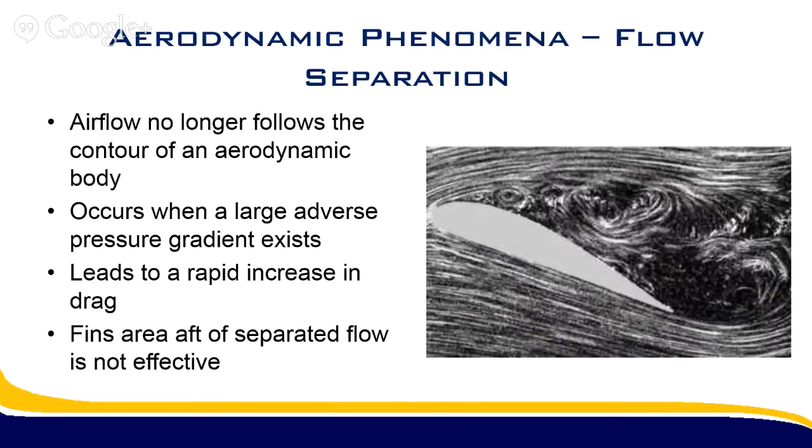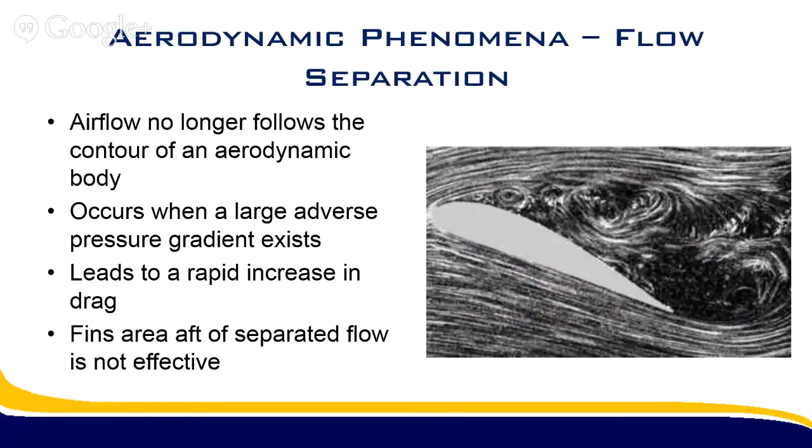And you get that because of adverse pressure gradients. So basically, the pressure on top of the airfoil is not pushing that flow down enough. And what you see is a huge spike in drag. So you lose the aerodynamic effectiveness of the surface, and you increase the drag a lot.